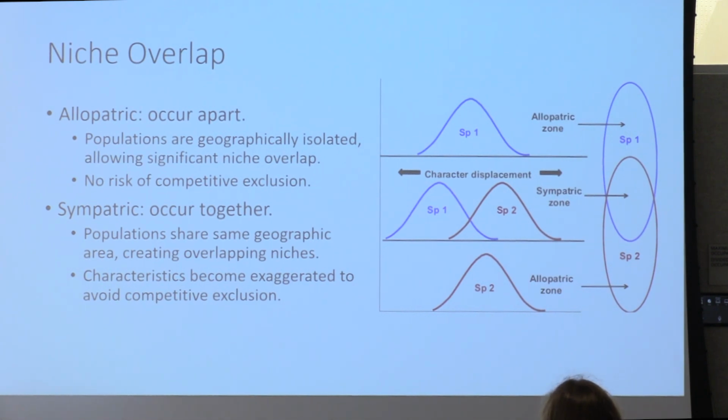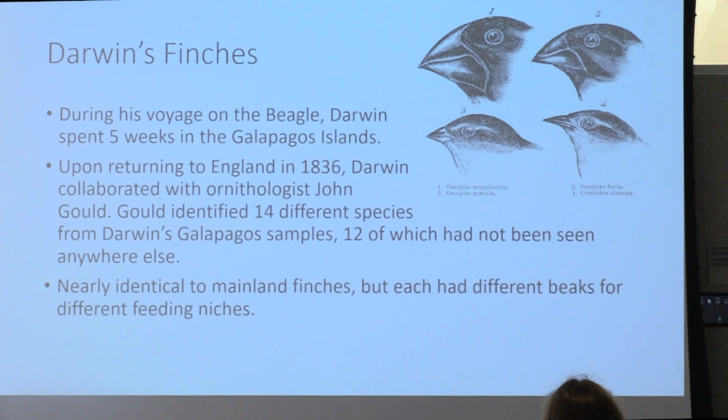A key example of this is going to be Darwin's finches, and I'm assuming a lot of you have heard about them, but we're going to go over them today. So Darwin's finches were encountered during his voyage on the Beagle, and he spent 5 weeks in the Galapagos Islands, and amongst many other things that he observed, he collected a bunch of little finches from the islands. And he wasn't overly interested in the finches.